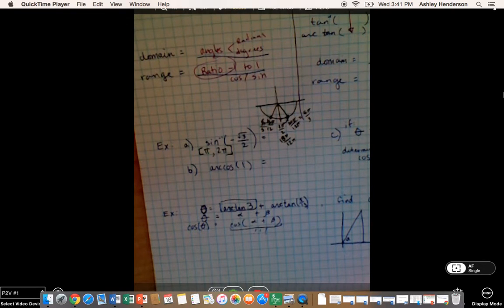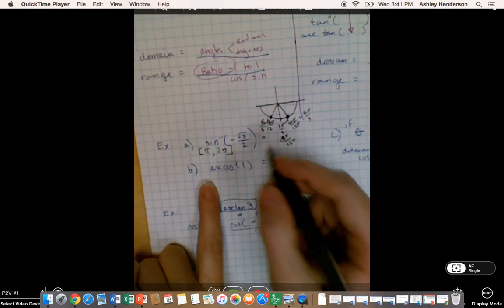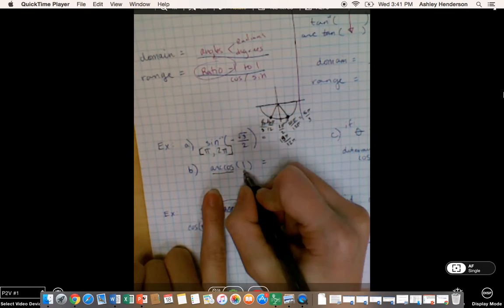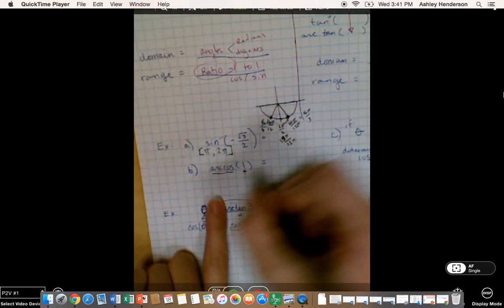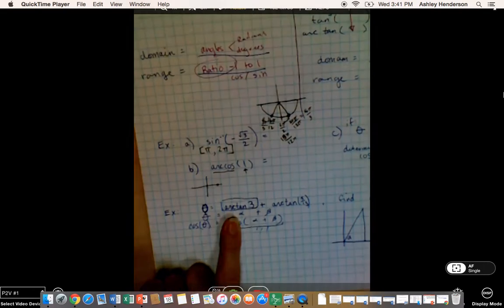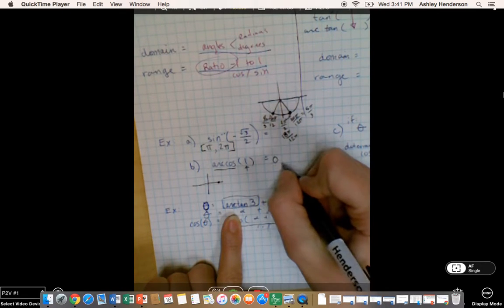Arc cosine of 1 is the same thing. Where's the output of my original cosine of 1? On the unit circle, it would be here only, so at 0 or 2 pi.